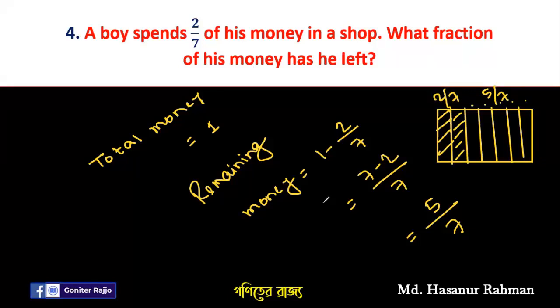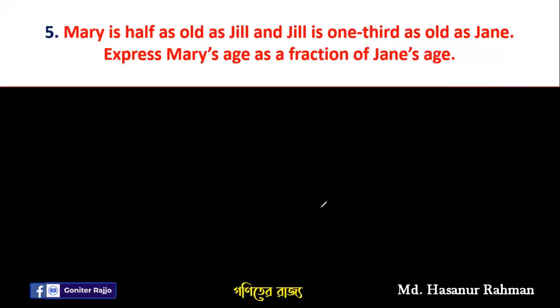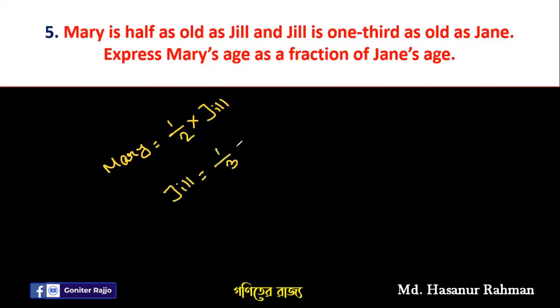Number 5. Number 5 says Mary is half as old as Jill, and Jill is 1/3 as old as Jane. Express Mary's age as a fraction of Jane's age. So at first we can say in this way. From the question we can say Mary's age is half as old as Jill. According to the question, we can write this. And Jill's age is 1/3 of Jane. 1/3 as old as Jane.